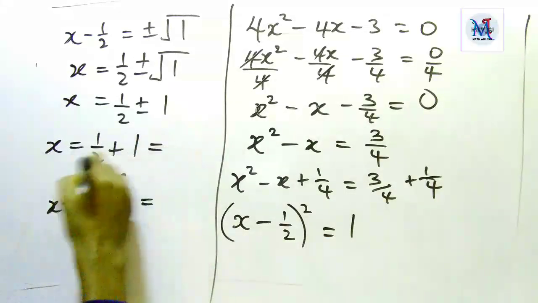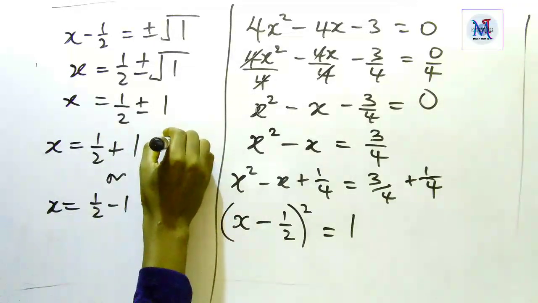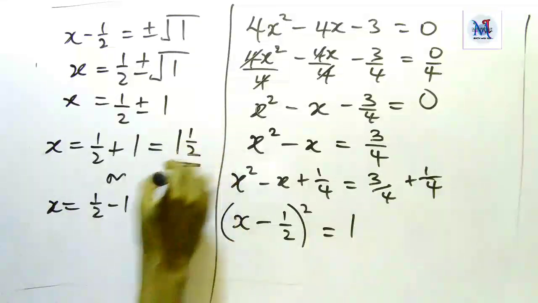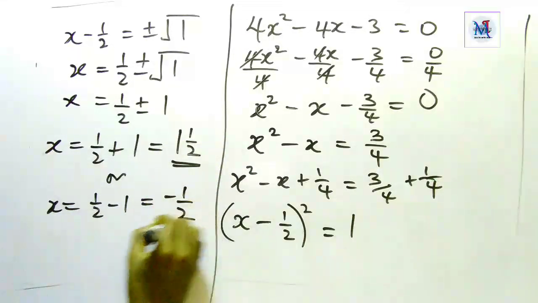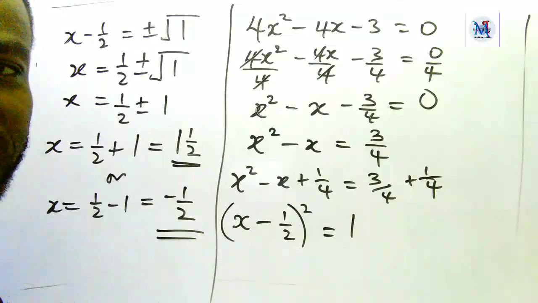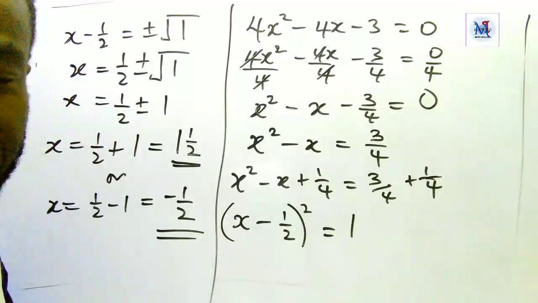So from here, my answer is what? Is 1 whole number 1 over 2, or my answer is minus half. So these are the two values of x. And so this is how to apply the completing the square method.